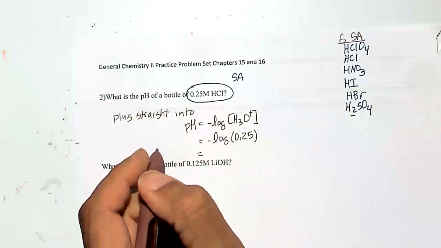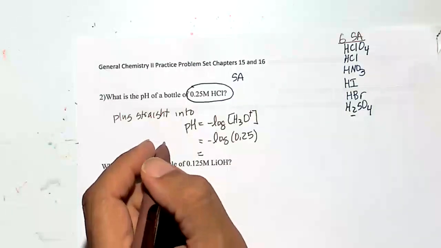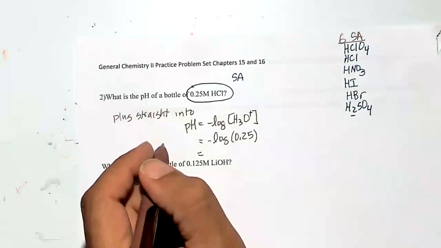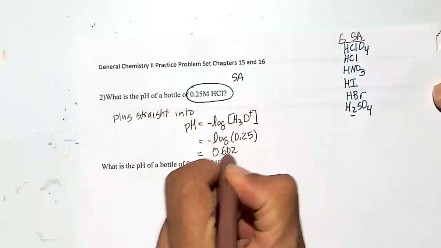Okay. So what is minus the log of 0.25? 0.602. That's correct. Okay. Does pH have units?